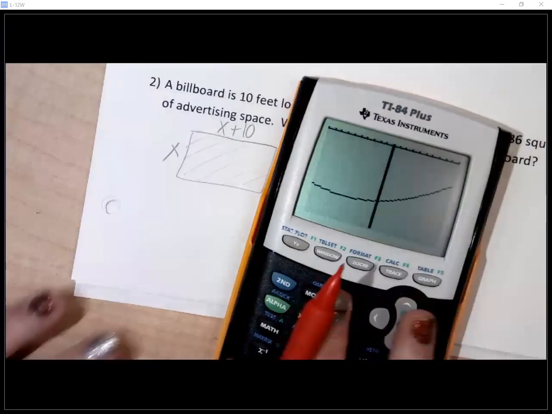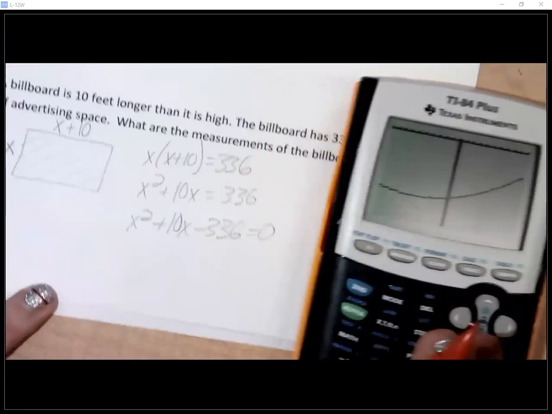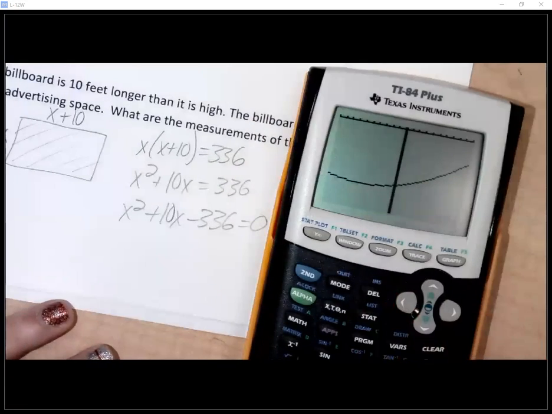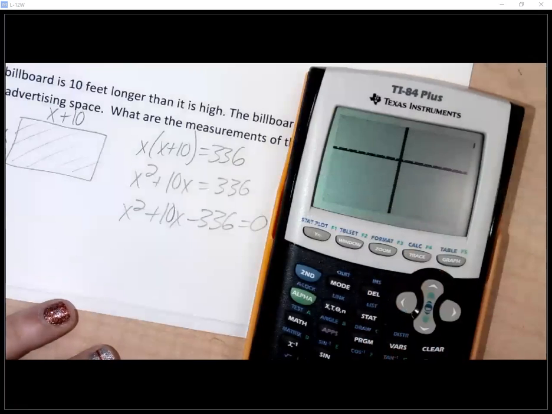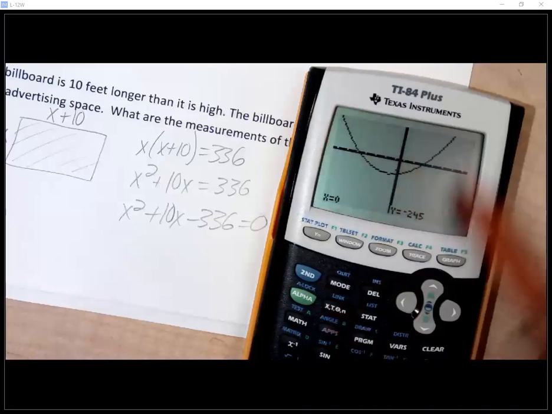What am I really looking for? I'm going to zoom out a bit more. Zoom out, choice 3, and then I hit enter. Aha, there we go. Now I can see more of it. What am I looking for? What on this parabola is going to give me the answer to this question?